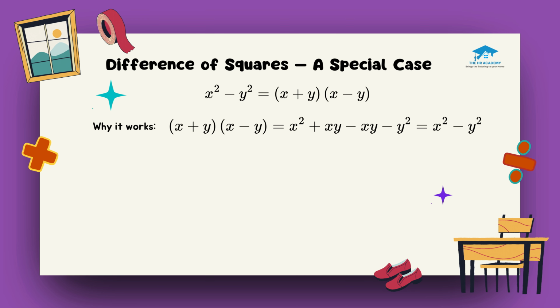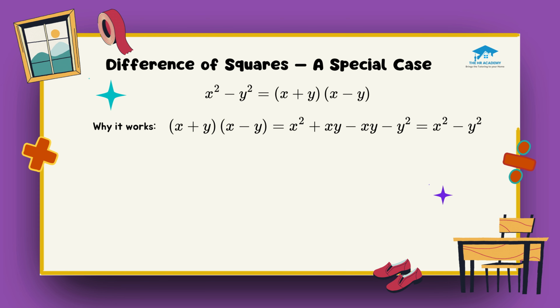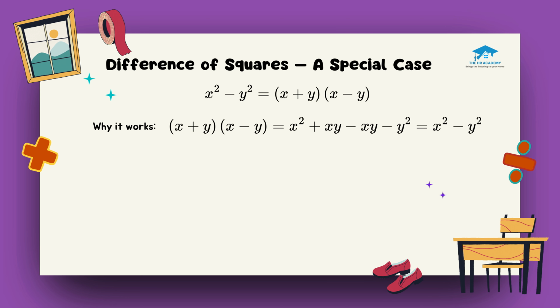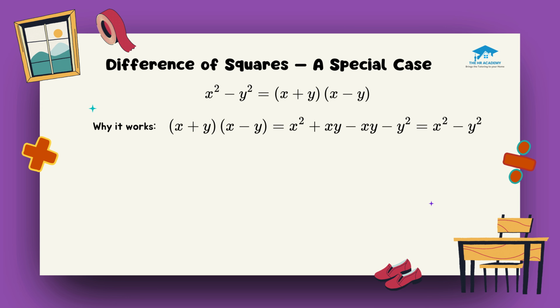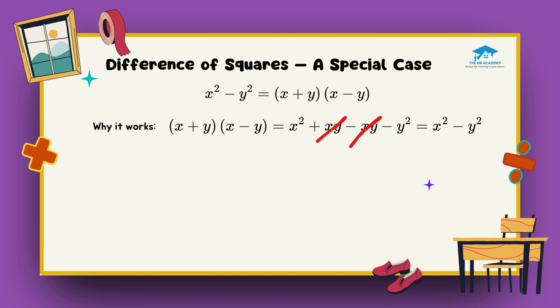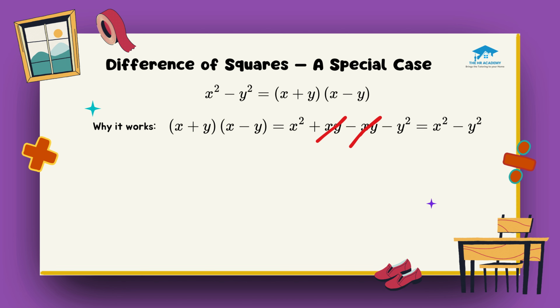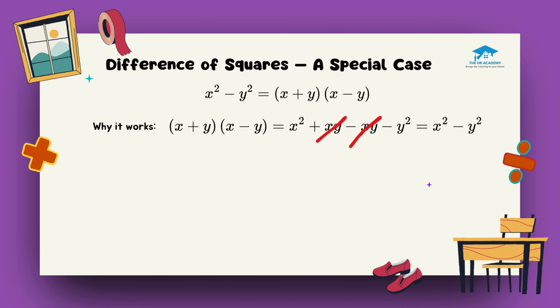We will use the right-hand side to show why this works. Using FOIL, x plus y, x minus y is equal to x squared plus xy minus xy minus y squared. Since xy minus xy will cancel each other out, it gives us x squared minus y squared.